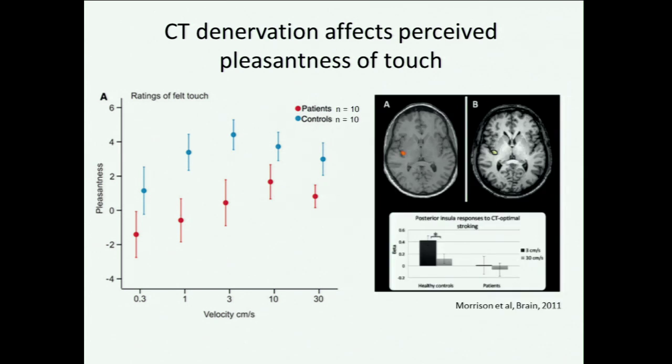And we did fMRI in these subjects, and there was no activation of the posterior insular cortex in response to light touch. This is the activations in the controls, and this is the mask where we looked in the patients, and there was no response there.